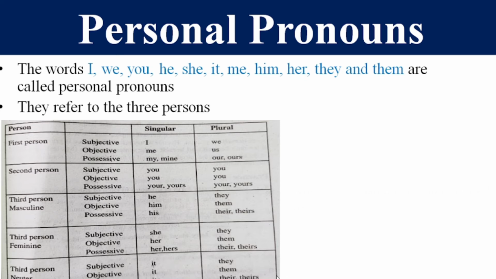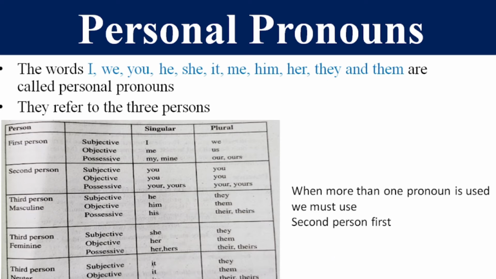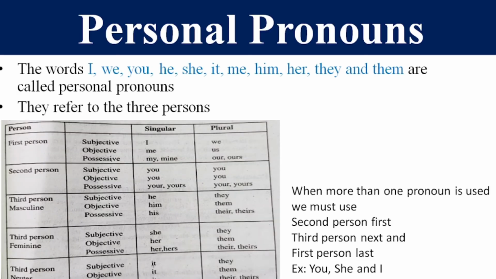But here we need to look at one important thing, that is when we use more than one pronoun, we must use the rule or the structure, that is first we have to use second person, then third person next and last the first person. Look at the example, the structure, the rule how we have to use: you, she and I. So this is a rule we have to use when we use more than one pronoun.